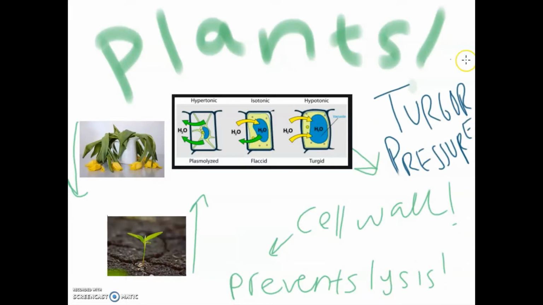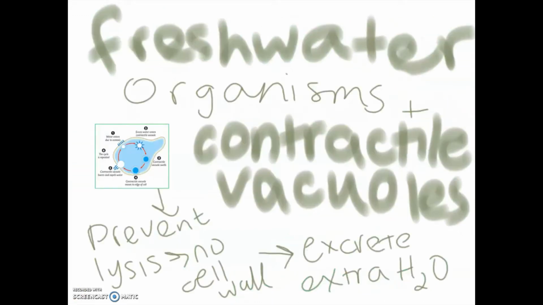So, since we have cell walls in the plant, it'll prevent lysis from occurring if you do have a hypotonic environment, which is why turgor pressure is ideal for plants. For freshwater organisms that don't have cell walls, they have something very special called a contractile vacuole, which basically acts like a sponge to excrete extra water and prevent lysis since they don't have a cell wall. And this is crucial for single-celled organisms like bacteria or paramecia or even amoeba.